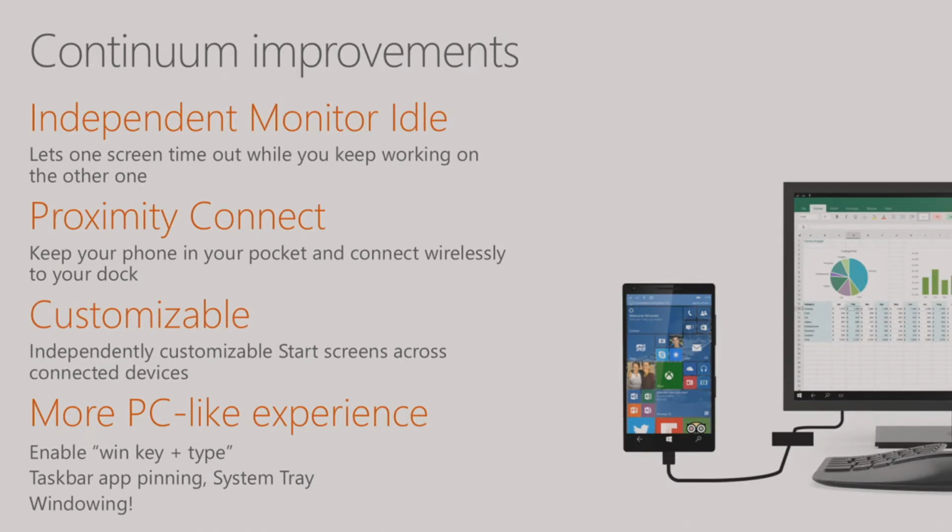Another feature that we're really excited about is Proximity Connect. Right now, you can use Continuum both in a wired dock scenario and also wirelessly. But in future releases, you'll be able to use it with Proximity Connect, which means that you have the device in your pocket or in your bag. You walk up to a wireless docking station, it recognizes that you're there, and you can immediately go to work. We're also adding increased customization so that you can customize the start screen both on the phone and on the large screen, so that you can tailor each one to the way that you like to use the device.